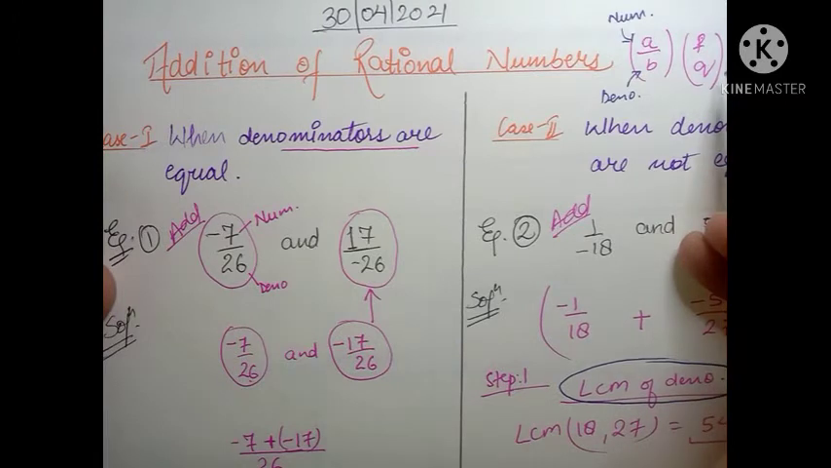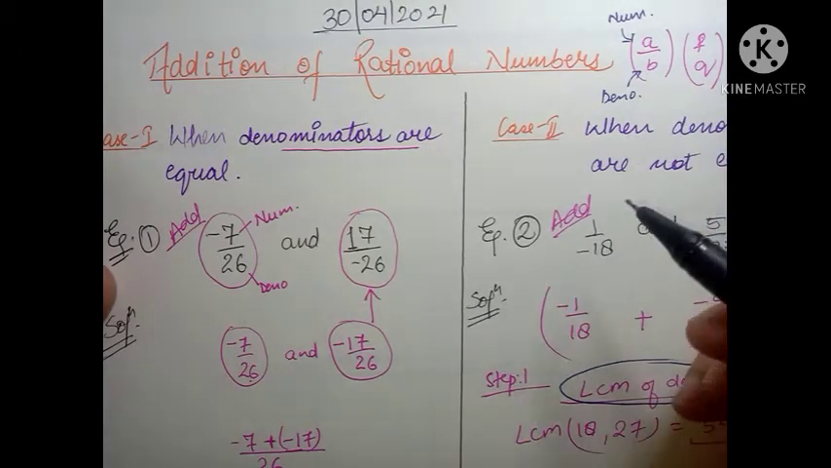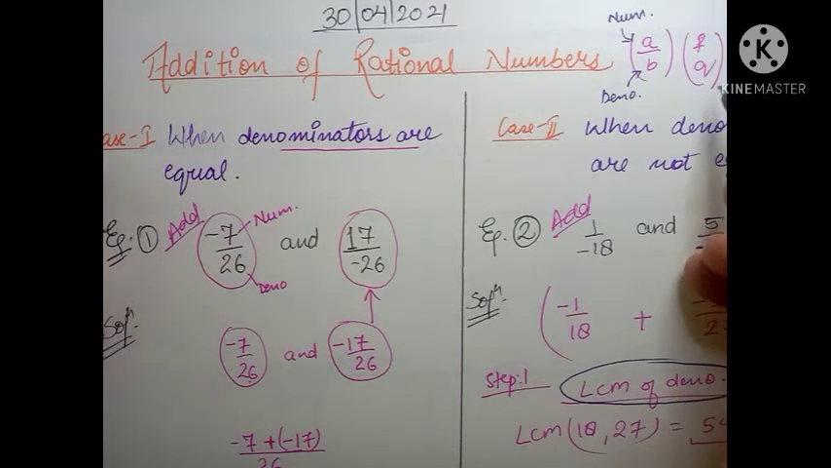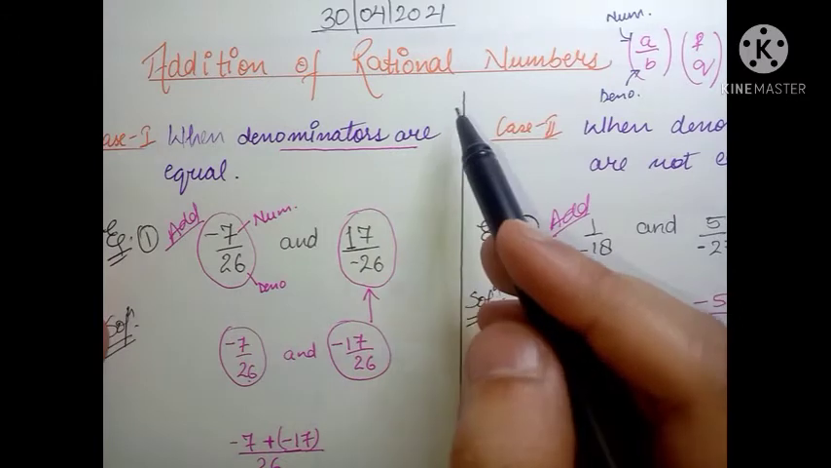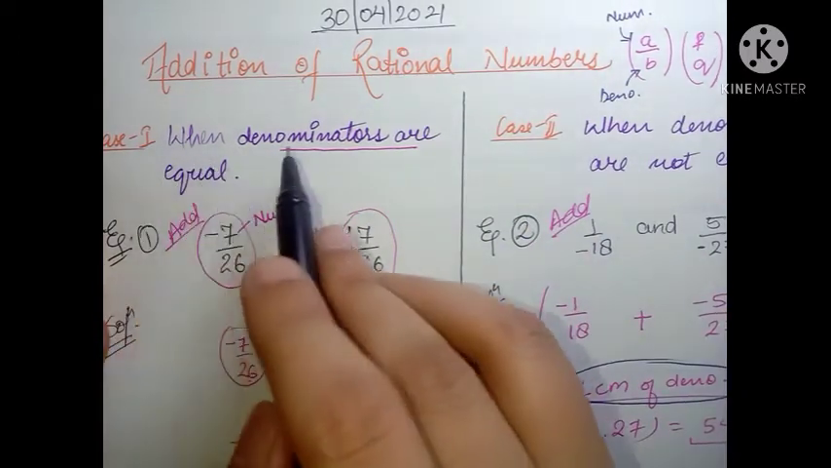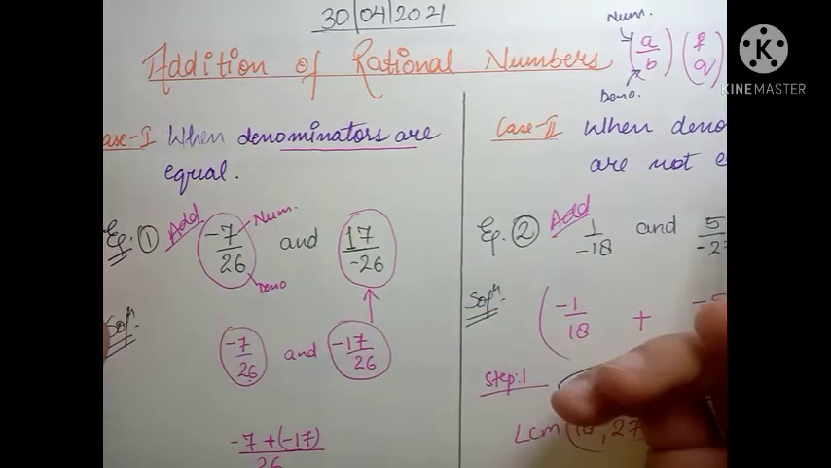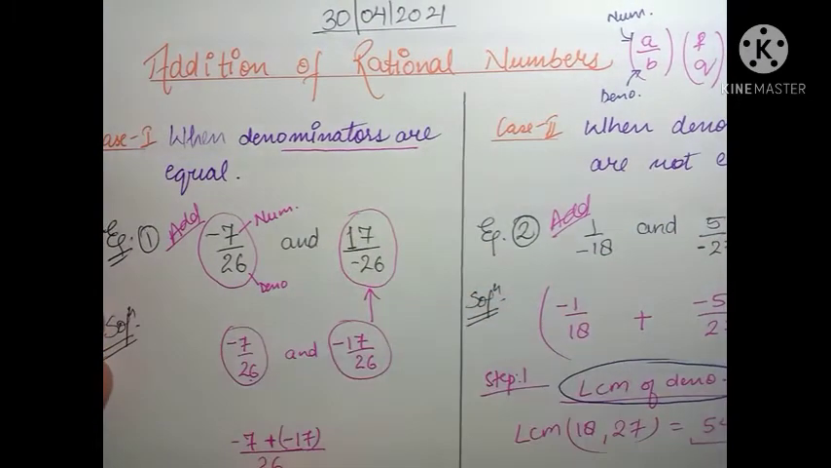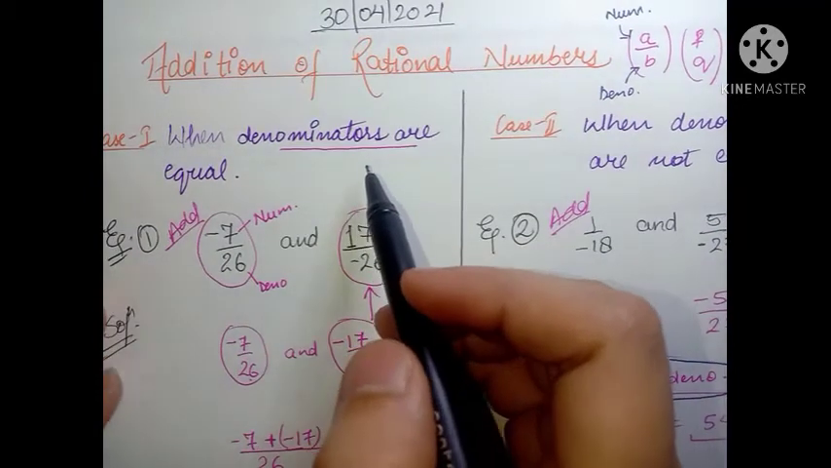So if rational numbers look like this, then when we go to add them, the denominators might be equal and might be different as well. So on the basis of their structure, there are two cases in the addition of rational numbers. The first case is when denominators are equal and the second case is when denominators are different. Let's study the first case, when the denominators are equal.